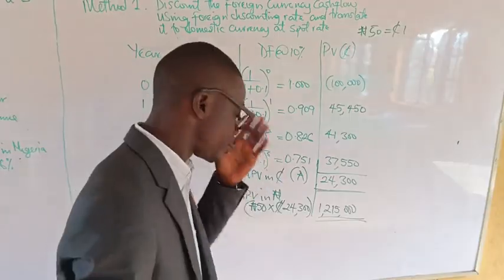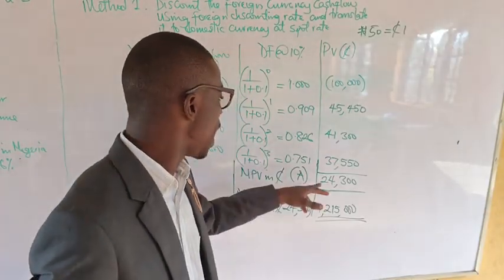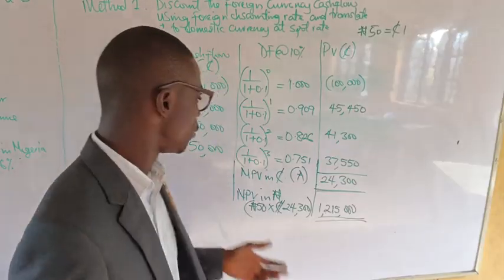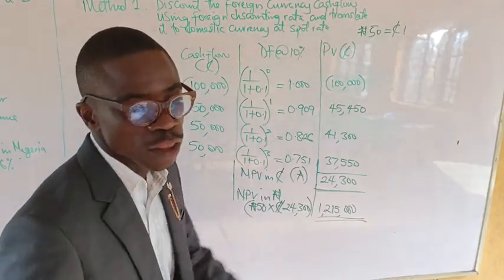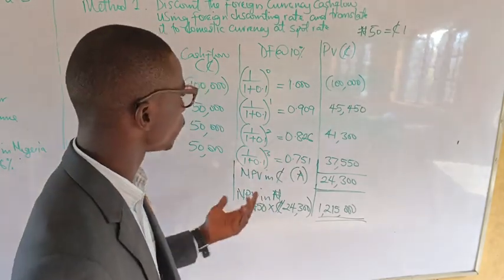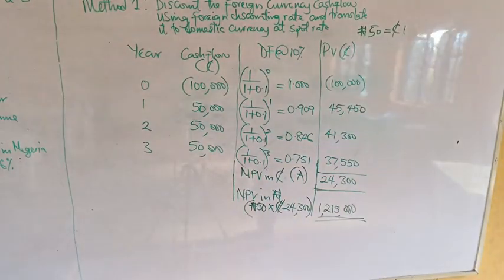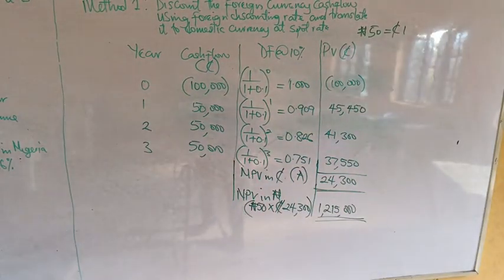Now look at it now. If the NPV in cedis is negative, you should not even bother yourself. You should know that the investment should be rejected in the first place. Am I communicating? So let's calculate for second method now.